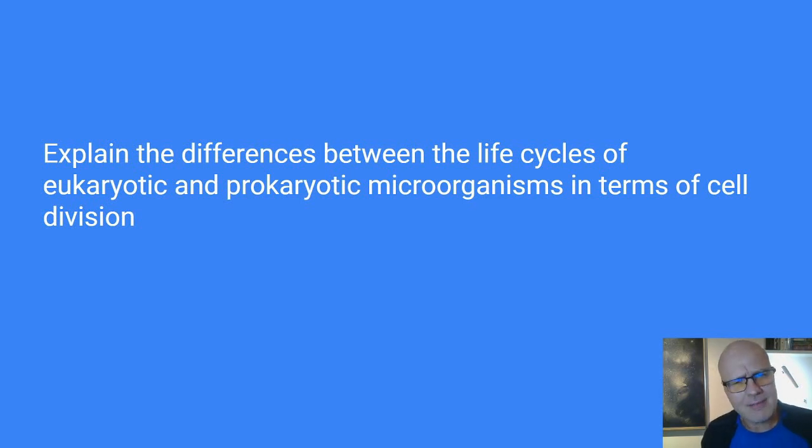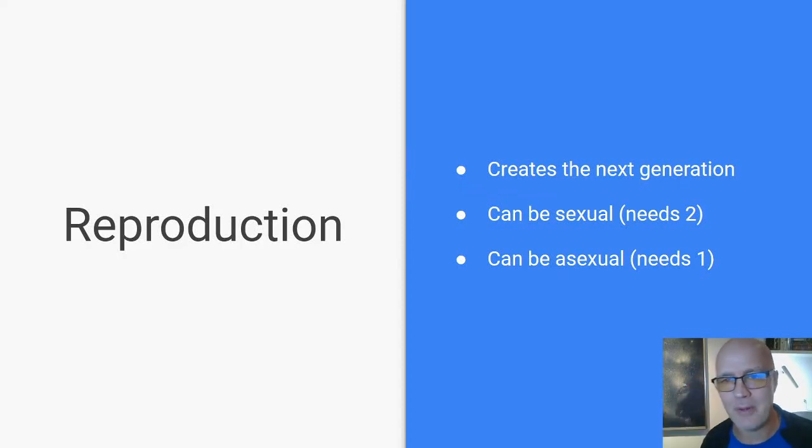A little bit confusing. I get it. This curriculum objective, let me break it down for you. Really, what's this all about? We're basically saying, how do organisms reproduce? Reproduction. That's really what we're getting at. And reproduction creates the next generation. It can be sexual. It takes two.